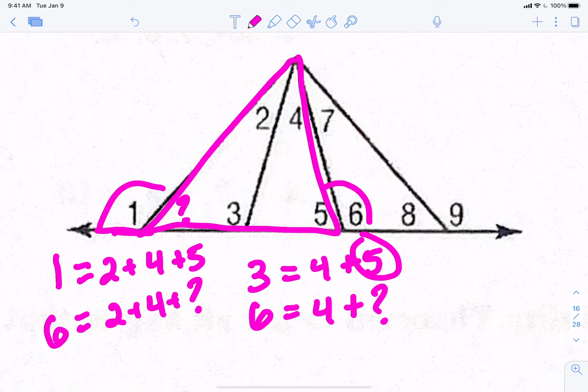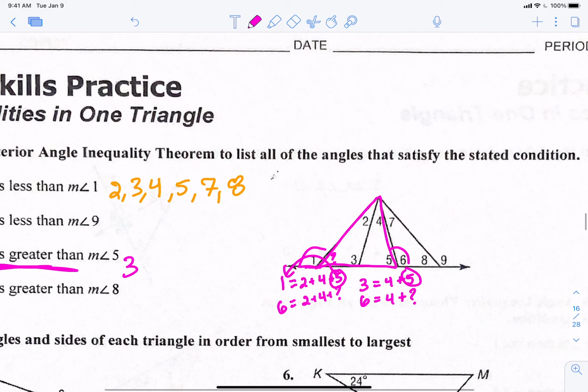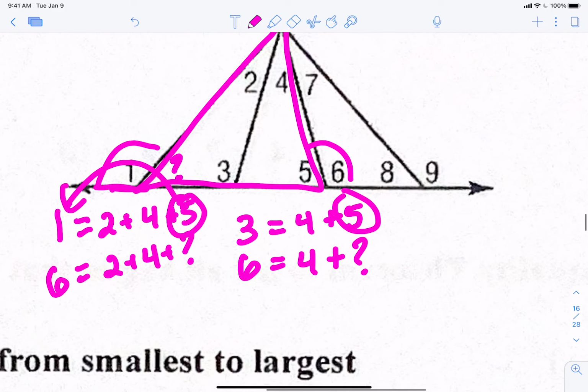Okay, so what's bigger than 5? Well, 3 and 1. Yep, that's it. Wait, hold on. Bigger than what? Bigger than 5. 5 is only included in those 2. 5 is less than 1, 5 is less than 3. Okay, so it is confusing.